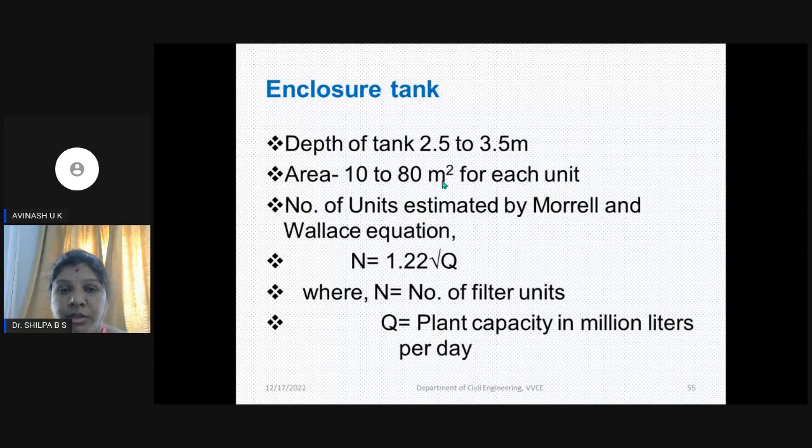For the enclosure tank, usually the depth will be 2.5 to 3.5 meters. The area will vary from 10 to 80 square meters. While calculating the number of filter bed units that we need to provide, we use the Morrill and Wallace equation. Based on the total quantity of water that we need to treat, we decide how many filter units have to be provided. That is N equal to 1.22 into root Q, where Q is substituted in MLD.